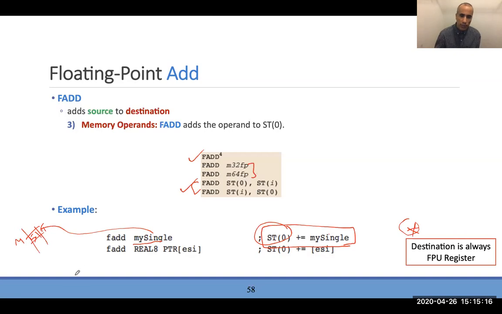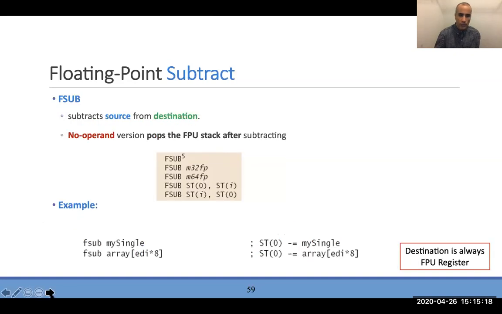So this is basically what fadd is all about. The same applies to the sub. I'm not going to spend the time on the sub, but I'm just going to remind you, again, it's no operand. This is like the F sub in here. Or you can also handle it when you have a memory operand or when you have register operands. Right here, it's a memory operand.